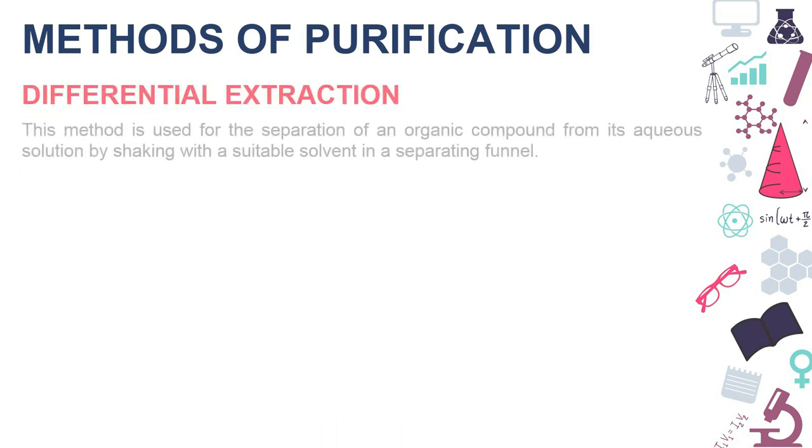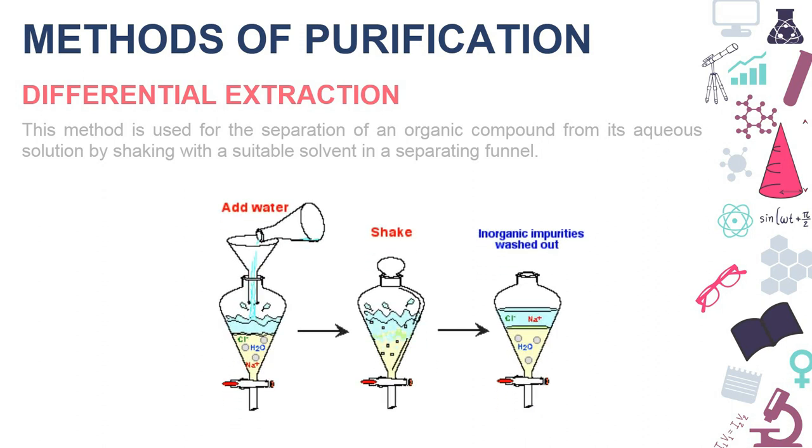This method is used for the separation of organic compounds from their aqueous solution by shaking it with a suitable solvent in a separating funnel. In the picture given, there is a separating funnel in which the compound is taken with the aqueous solution. This organic compound can be solid or liquid, and it should be added with a suitable solvent that can be ether or benzene, or you can also take water.